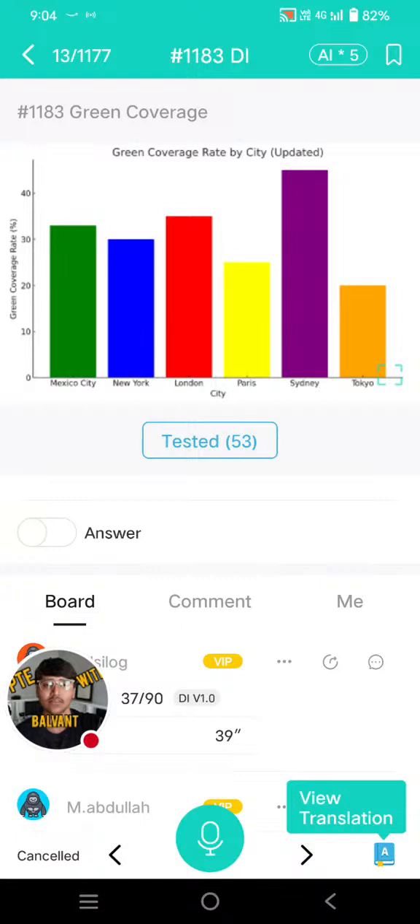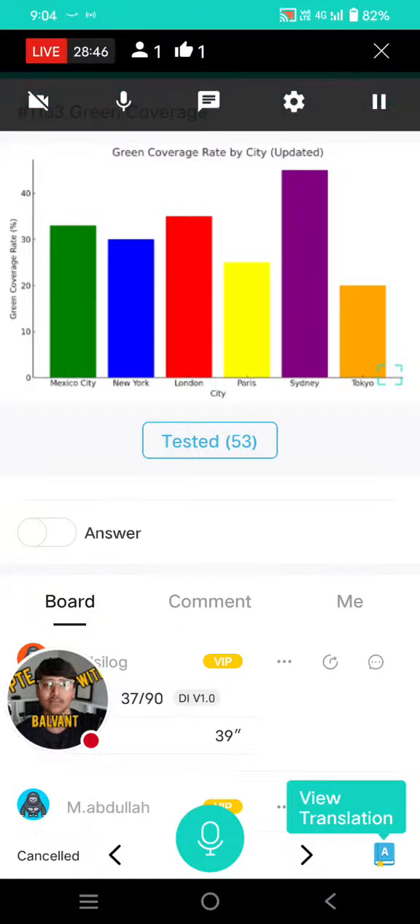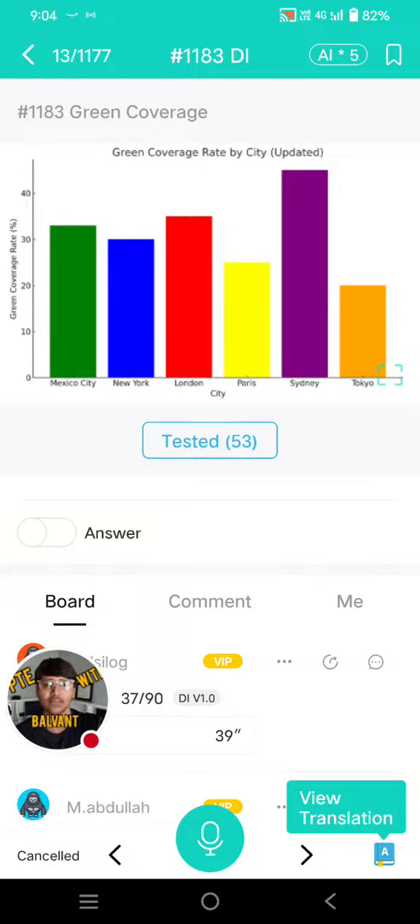Okay, Tokyo City contains the value of 20.